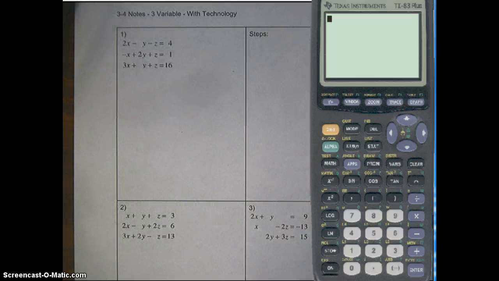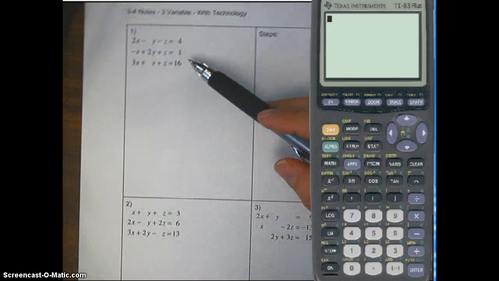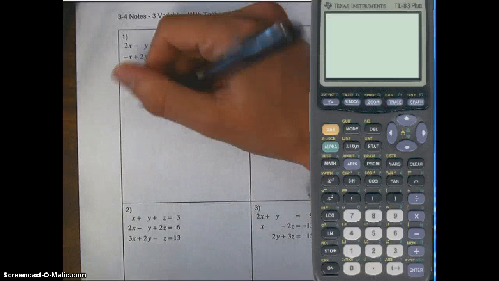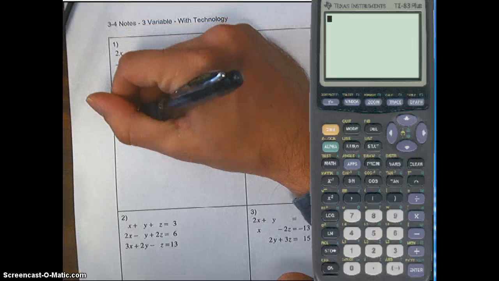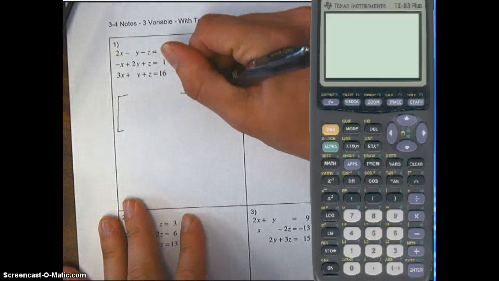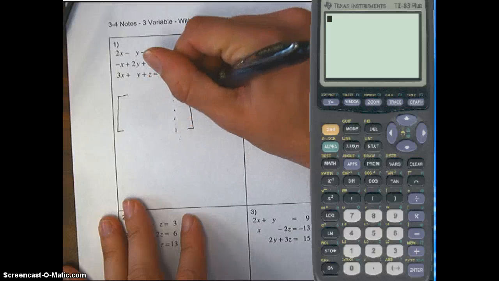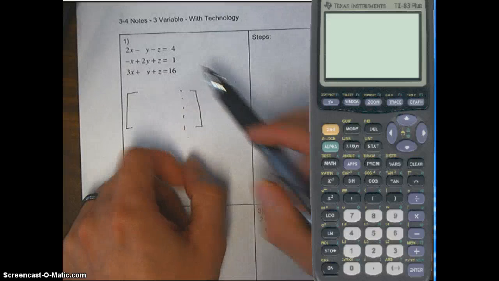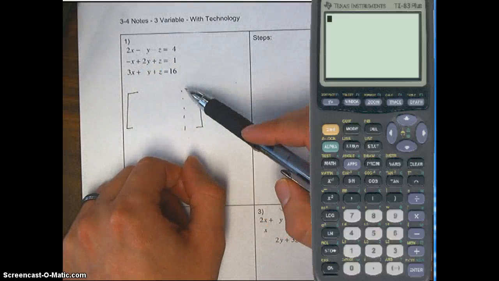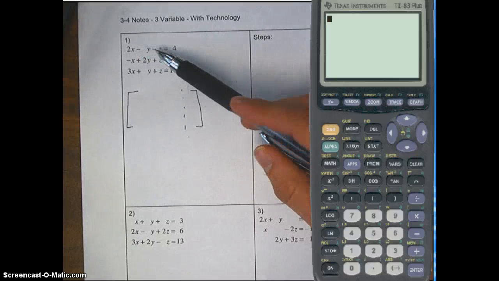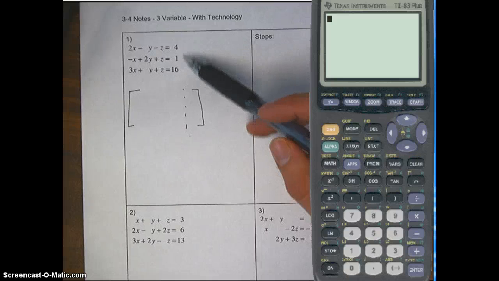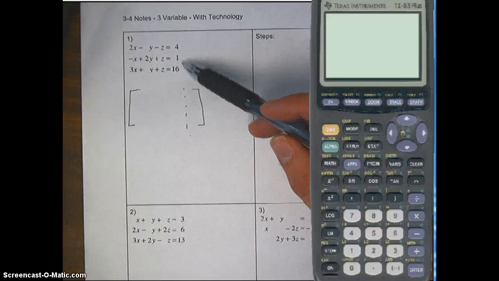To solve this with the calculator, the first thing you need to do is write an augmented matrix. An augmented matrix is simply a set of brackets, and inside those brackets we write the coefficients and the constants. The coefficients are the numbers in front of the x, the y, and the z, and the constants are these numbers over here, the 4, 1, and 16.